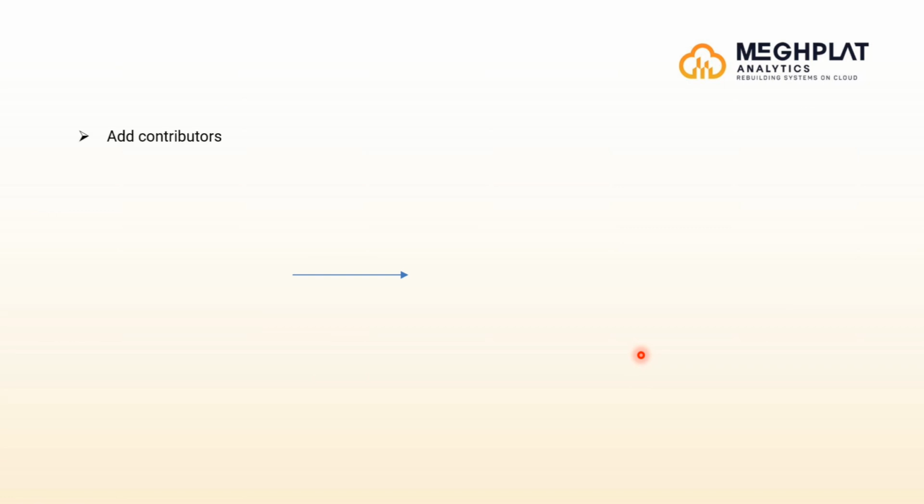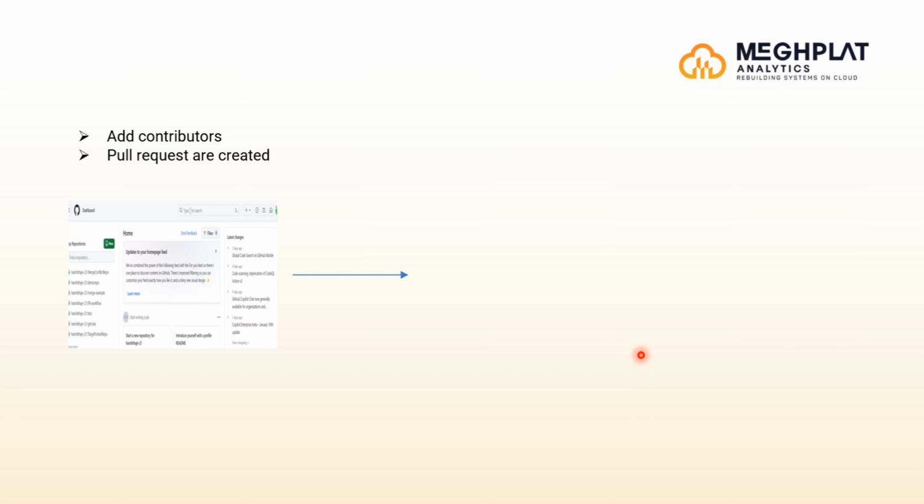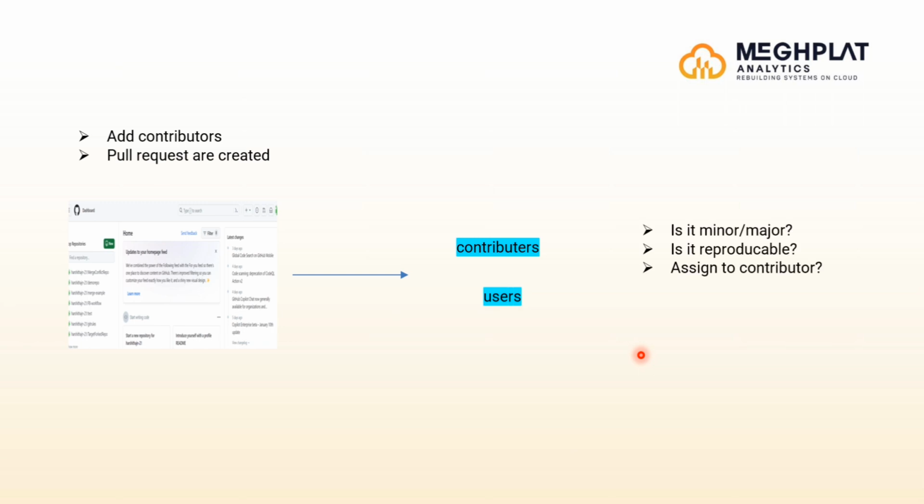For example, let's say we have some project, we have some contributors also and some users of that project. Whenever a user of the library or the project sees that a new release of the library has a bug or is not working, they can create an issue. So the developer has to check it and sort it, whether it is minor or major, is it reproducible, and assign it to a contributor.